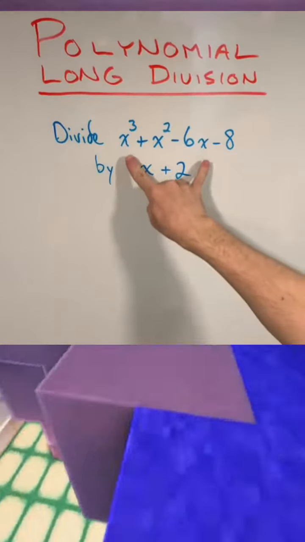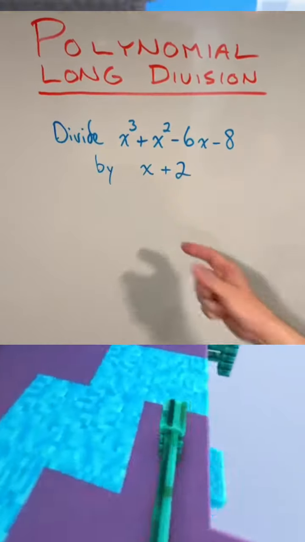Alright, so we're being asked to divide this expression by this binomial, and we're going to use that. No, polynomial long division takes way too long. Let's use synthetic division instead.